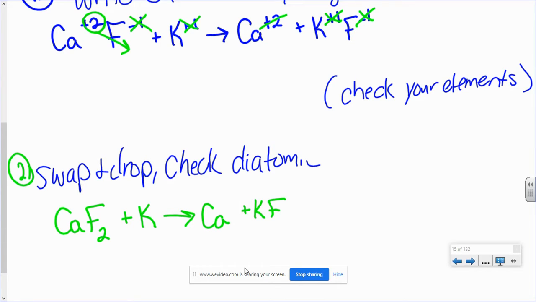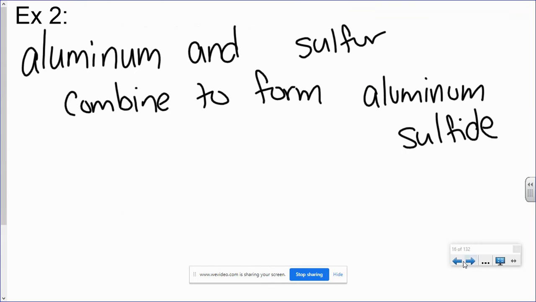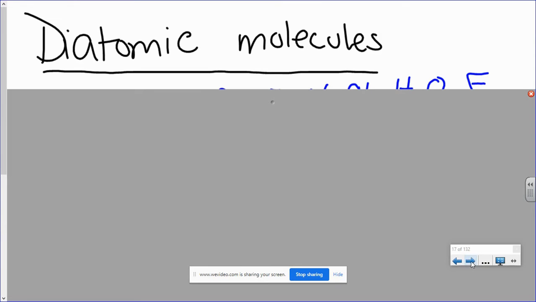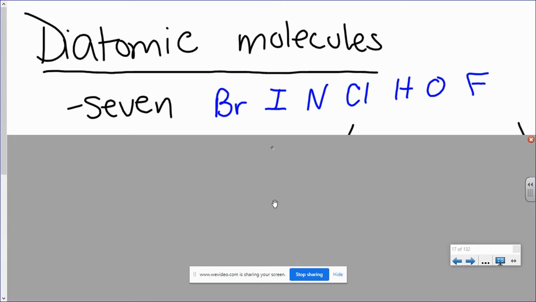And next we have to check if it's diatomic. But we haven't talked about that yet. So let's see what we mean by diatomic. Diatomic molecules, there are 7 of them. Br, I, N, Cl, H, O, and F. It spells out the word Brinclhof. That word doesn't make any sense. It's kind of fun to say, but it's a way to remember.